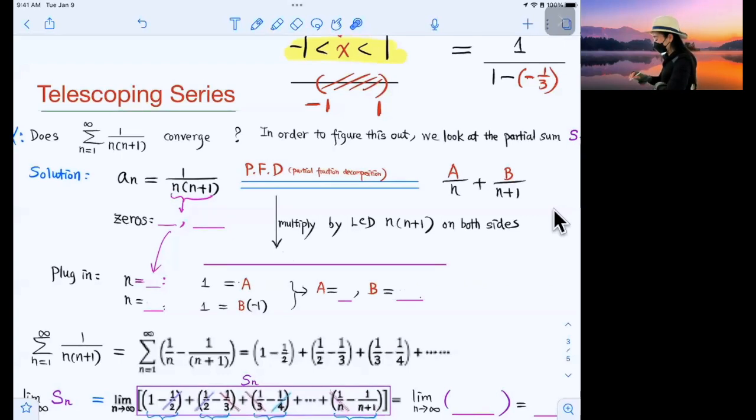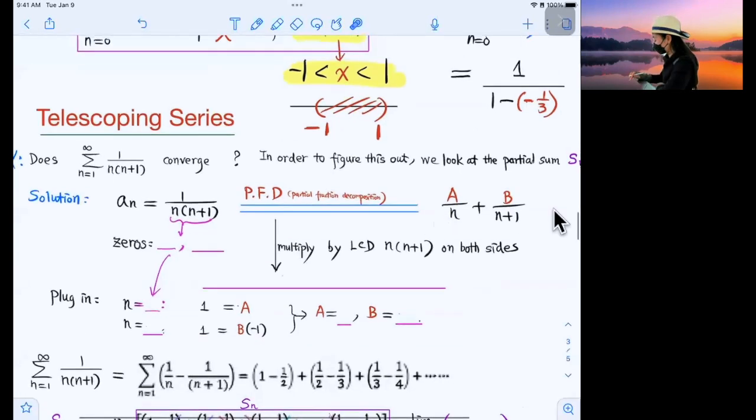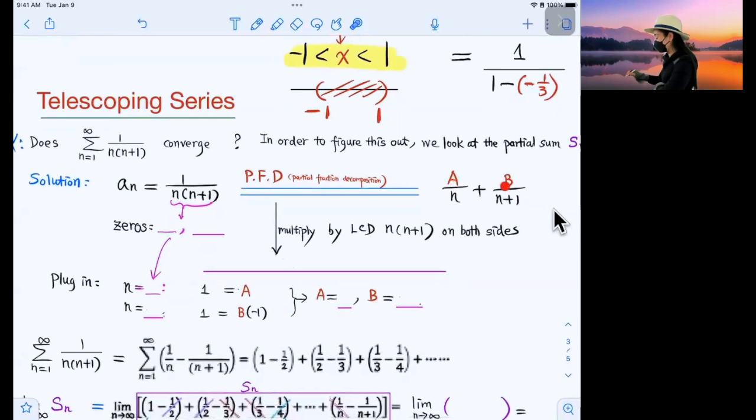The denominator factors into n times n plus 1. So the two partial fractions here will have what? One of them has n, the other one will have n plus 1. And up here you put a number. So a and b.